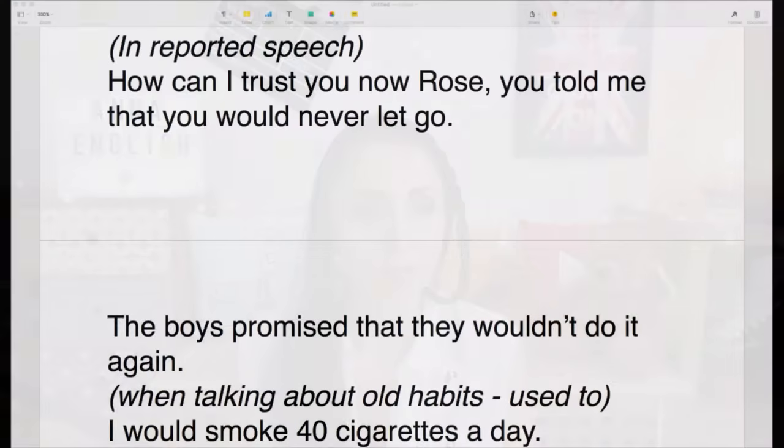And so if Jack came back to life, he could say to her, "Rose, how can I trust you now? You told me that you would never let go." Reported speech. Rose, if you don't know, is an English name. It's the name of a flower, but we also have it as a name. So the next example I've got is reported speech. The boys promised that they wouldn't do it again.